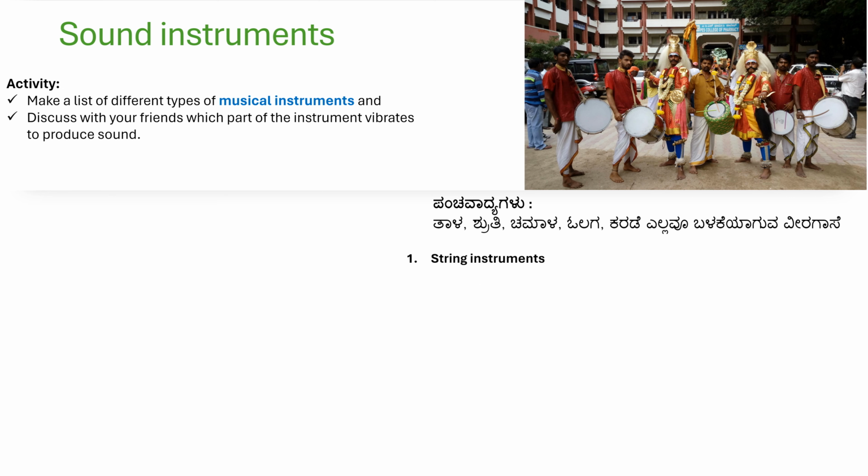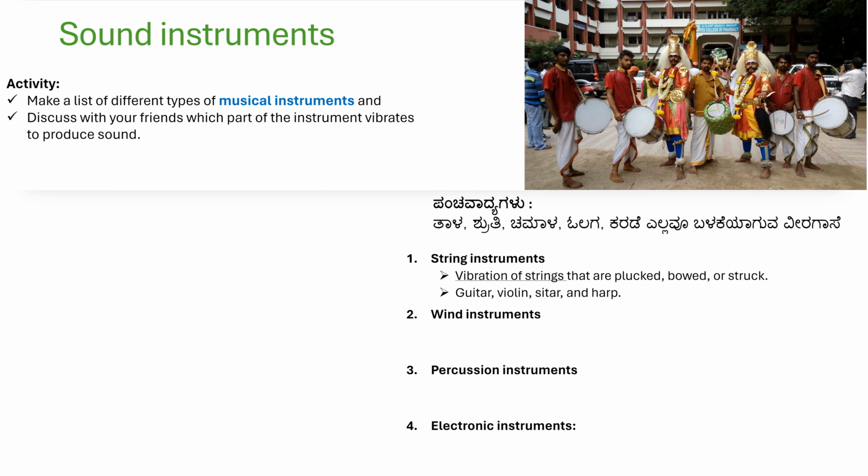Coming back to our regular class, we can classify musical sound instruments broadly into 4 types, sometimes 5. String instruments, wind instruments, percussion instruments, and electronic instruments. String instruments produce sound by the vibration of strings that are plucked, bowed, or struck. Guitar, violin, sitar are some examples. For example, the veena is there. We'll cover it later.